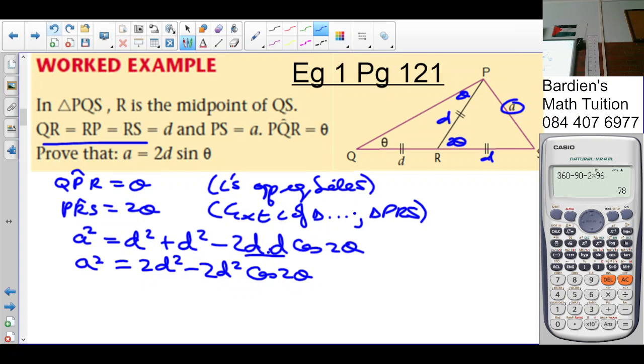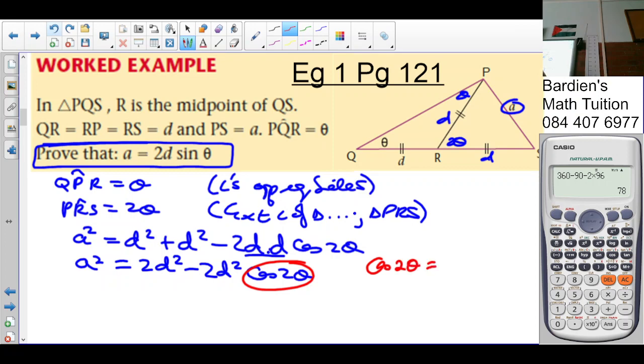Now looking at what we have as opposed to what we must end up with, what do you notice? They have a sine. So where do you think the sine is going to fit in? With a cos double angle. Not so. So cos 2 theta is equal to 1 minus 2 sine squared theta. So I'm going to replace that. So it's going to be 2d squared minus 2d squared into 1 minus 2 sine squared theta.